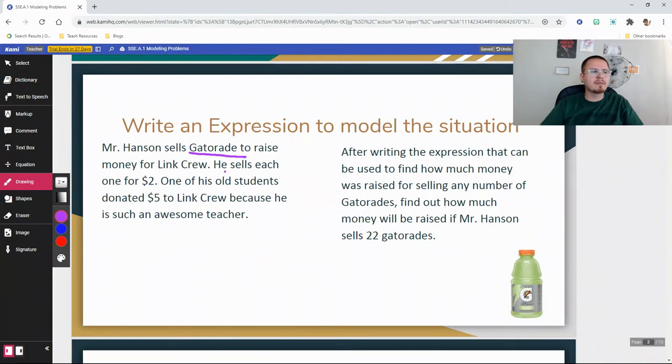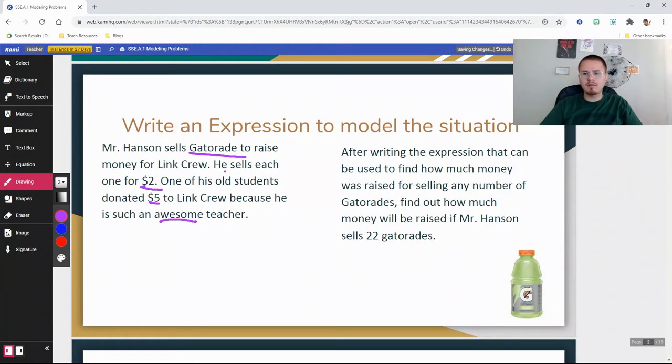So I'm gonna sell Gatorade. I'm gonna sell it for $2 each. And I've got a lot of old students that just think I'm awesome. So one of them stopped by, gave me $5. They're like, I see you. I see the mission. So let's just first write the expression.